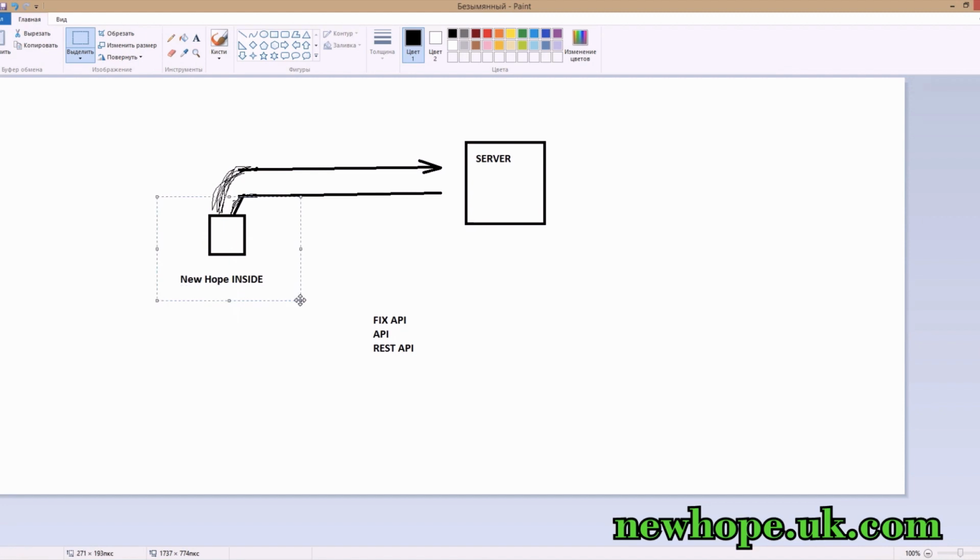So that is how to work with protocols, like New Hope Inside, for example. And now we are moving towards the development of Fix API. Dealing with liquidity providers, with banks and with brokers brings a completely different level of income, resulting in a completely different level of interaction with brokers, liquidity providers, and banks.